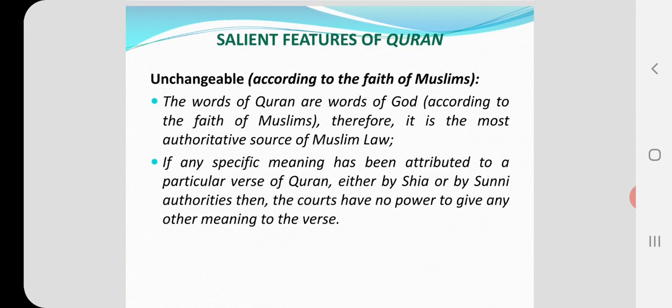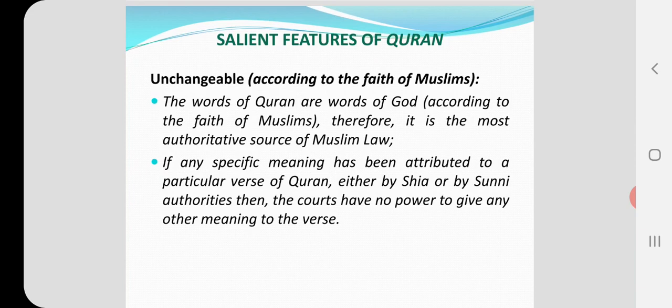Muslims consider that this book is unchangeable, because from their perspective, as far as their belief is concerned, this is the book of God. So no human being has the authority to change it, and therefore it is unchangeable. And that is why, since it is the book of God, they consider it to be the most authoritative source of Muslim law.